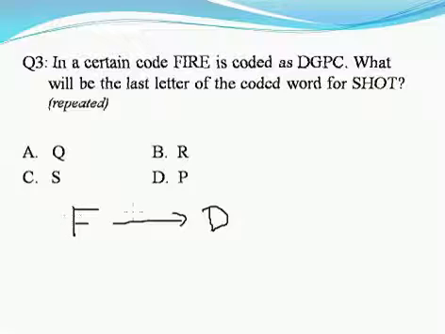Okay, F is being replaced by D. So if I calculate it, A, B, C, D, E and F. So E is the alphabet, but I am going behind. So it is -1. Okay, so if I do -1, I will get to my code. So similarly, I will check with G as well.